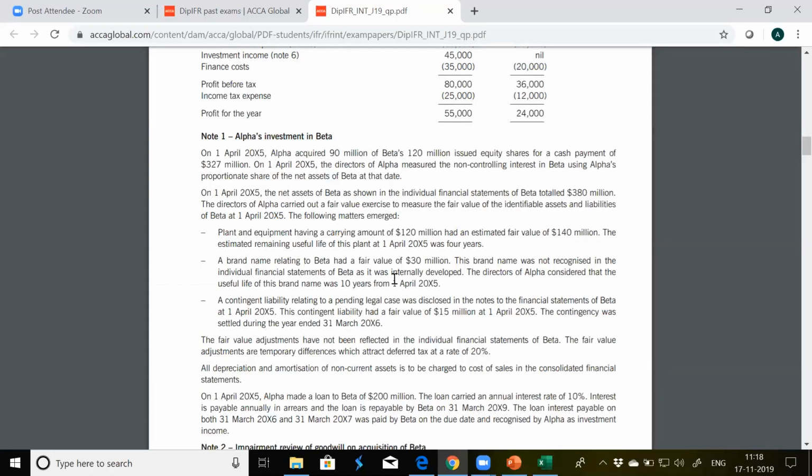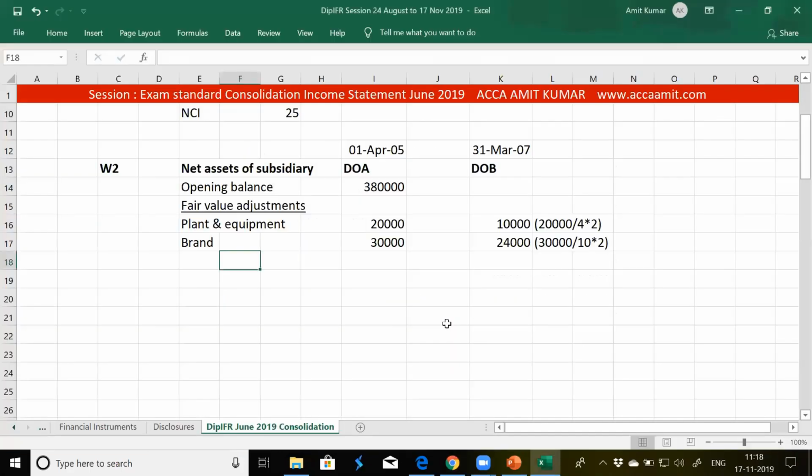Contingent liability relating to a pending legal case was disclosed in the notes to the financial statements of Beta at 1st April. The contingent liability had a fair value of 15 million. Contingent liability had a fair value of 15,000.